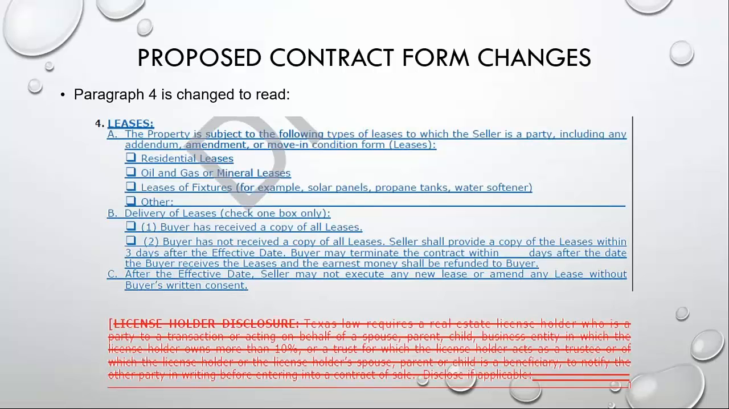It says that in addition to the part that used to be in the contract that says that the seller will turn over all the documents and so on and so forth to the buyers of any investment properties, it goes on to talk about the following types of leases to which the seller might be a party, including addendums, amendments, or move-in condition forms for leases, oil and gas, mineral leases, leases of fixtures, for example, solar panels, propane tanks, and water softeners, or other. And then it talks about the buyer either has received a copy of all the leases, or the buyer has not received a copy of all the leases, and that the seller has so many days to do it. So that's what's going to be maybe in the new paragraph 4. So unless you are dealing with an investor that has got lots of properties that will be sold subject to the lease, this probably will not be of much interest to you.